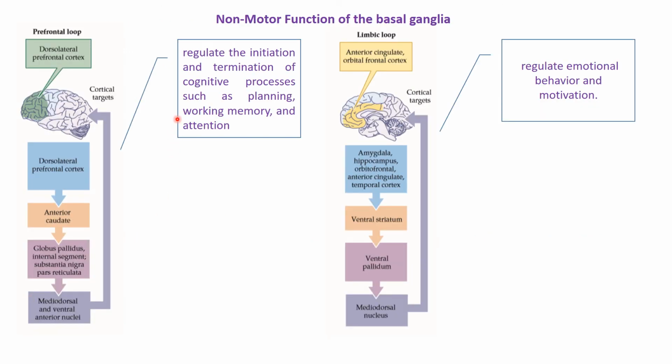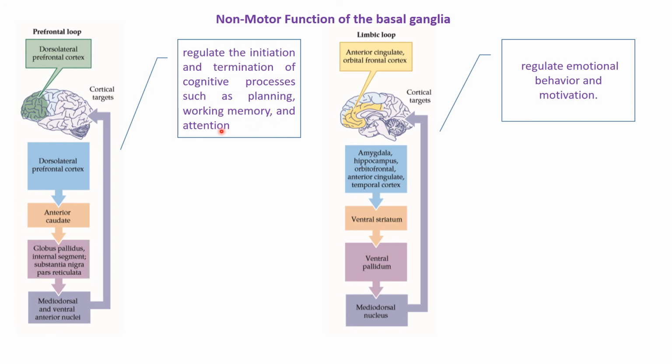Non-motor functions of the basal ganglia. We have another function of the basal ganglia not related to motor control or regulation of voluntary movement, like the initiation and determination of cognitive processes such as planning, working memory, and attention.